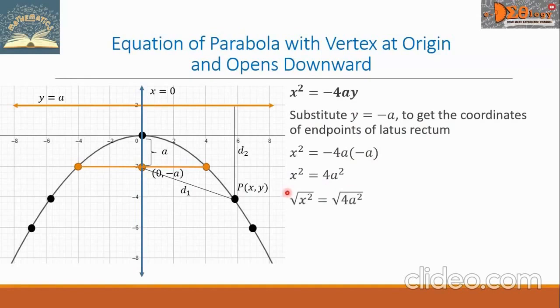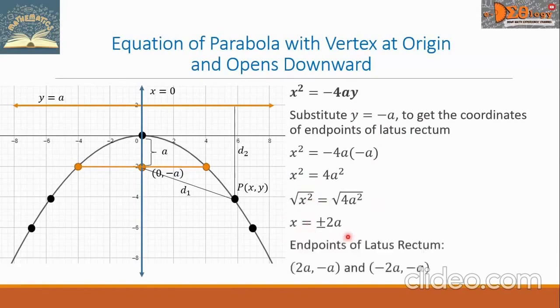Let us get the square root of both sides. So we have the square root of x squared equals the square root of 4a squared. On the left side, we can cancel the radical and the square. So only x comes down, and this is equal to plus or minus 2a. Therefore, the endpoints of the latus rectum are the points (2a, negative a), that is the point, and (negative 2a, negative a), and this is that point.